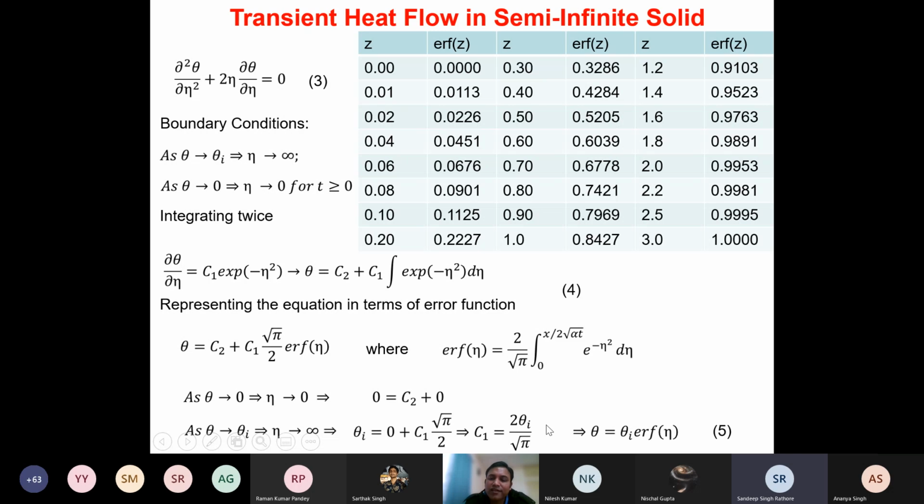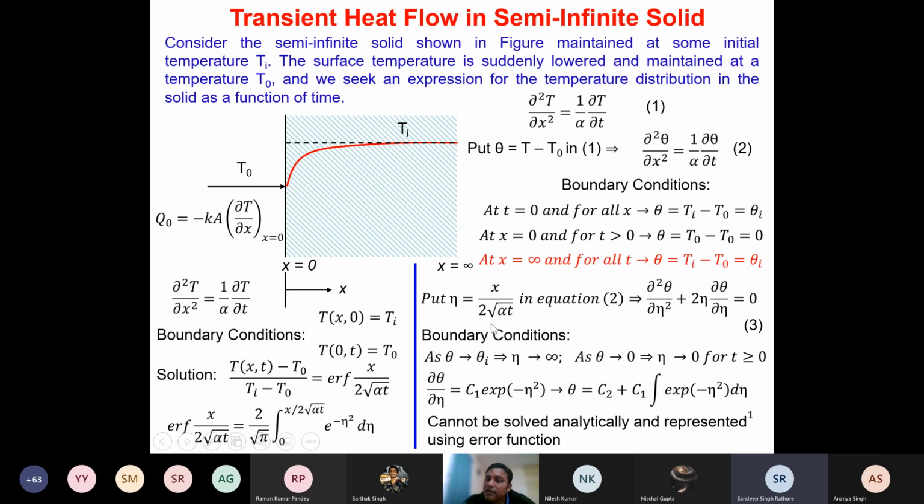So this is the final equation which we have obtained: theta equals theta I times the error function of eta. And how can we solve this equation or get the values? We first calculate eta. Eta we can calculate using this equation: x divided by 2 under root alpha t.